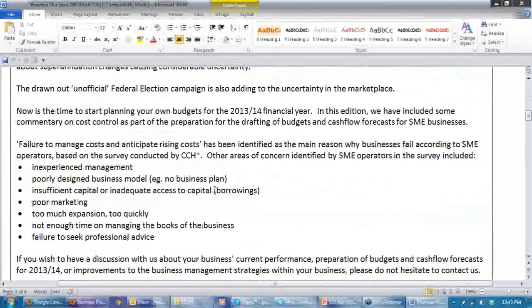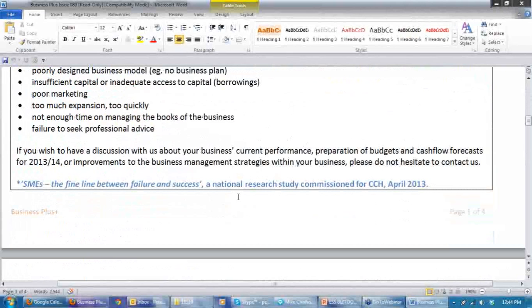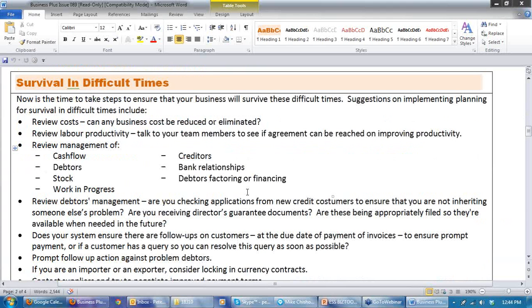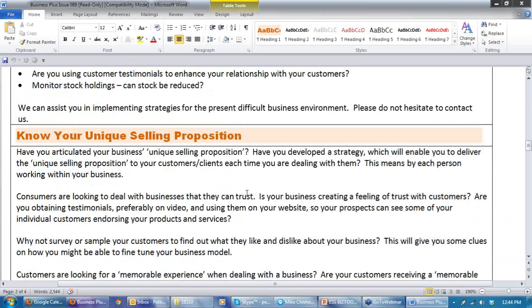We might write a few things a bit different if it wasn't a syndicated newsletter, but it is, so we have to be very careful how we write things, because we know that accountants are just badging it and sending it out to their clients. So then we've got articles on other issues, survival in difficult times. So that's obviously what it is at present. That's my interpretation of the Reserve Bank decreasing interest rates to 2.75%. And then there's articles on various things, unique selling proposition.